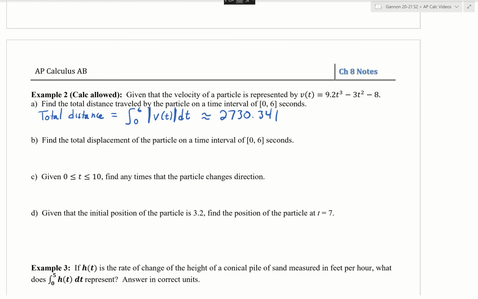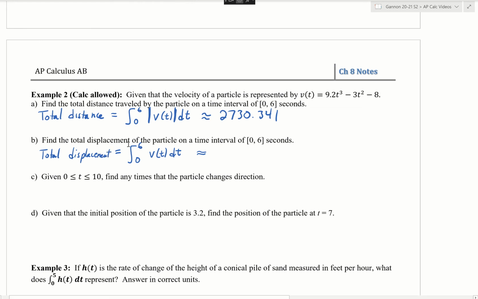For part B, it's asking about total displacement. So total displacement basically refers to how far are we from where we began. And that's going to be found taking the integral from 0 to 6 of the velocity function itself. So in this case, positive and negative velocity will essentially cancel each other out to get us where we end up. And I did not spell displacement right. Sorry about that.